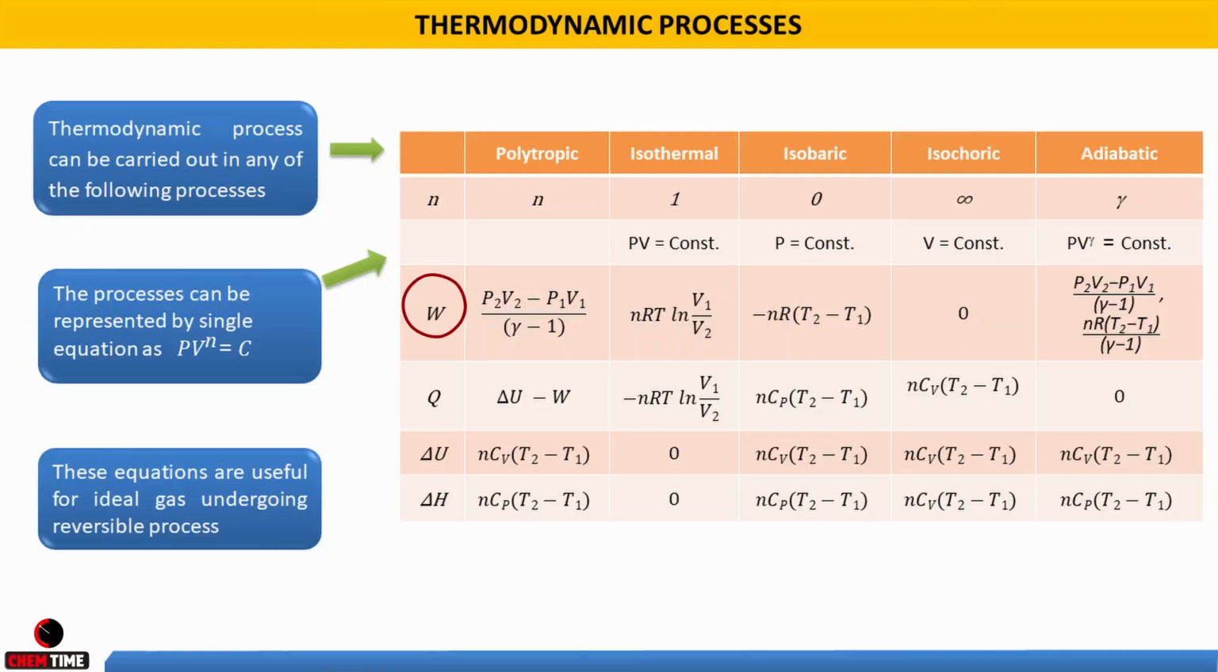The work, the heat, the change in internal energy and the change in enthalpy are tabulated in the table. And anybody interested in these derivations can mail to us. We'll explain in detail. And all these five processes can be represented by a single equation, that is, PV to the power of n is equal to constant, and n is the polytropic index. If n is equal to 1, it is called isothermal. If n is 0, it is called isobaric. If n is infinity, it is isochoric. And if n is gamma, it is adiabatic.